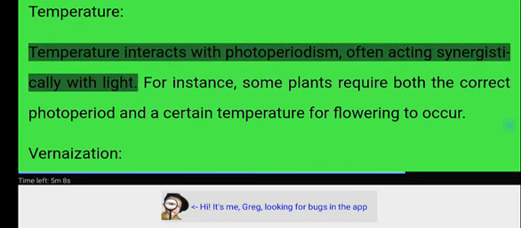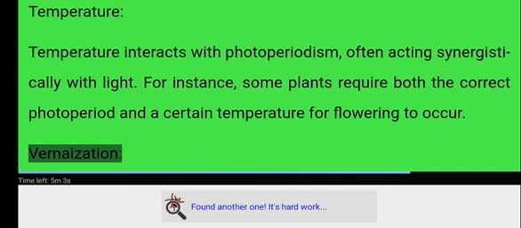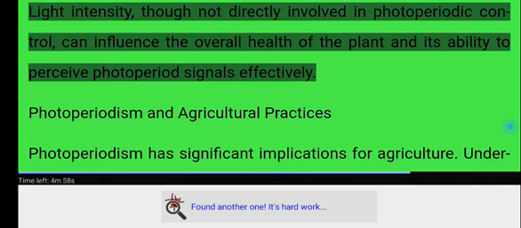Temperature. Temperature interacts with photoperiodism, often acting synergistically with light. For instance, some plants require both the correct photoperiod and a certain temperature for flowering to occur. Vernalization. Some plants, especially winter annuals, require a period of cold temperatures, vernalization, before they can flower, even if the correct photoperiod is present. Light intensity.